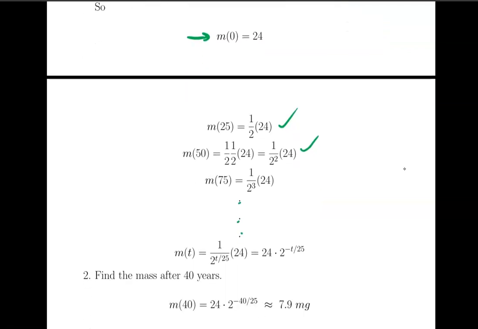Well, it looks like whatever I put in here, right, that number there is the time over the half-life, 25. So in general, we get that. And then, of course, using the rules of exponents, if you want to bring it back upstairs, you just negate it. You don't have to. The other one's perfectly fine, but whatever. Now, once I have an expression for the mass at any given time, I can now find the mass for any time, and I can also find how long to get to a certain mass. So if you want to find the mass after 40 years, well, you simply put in 40 into our expression and calculate that. It's around 7.9.